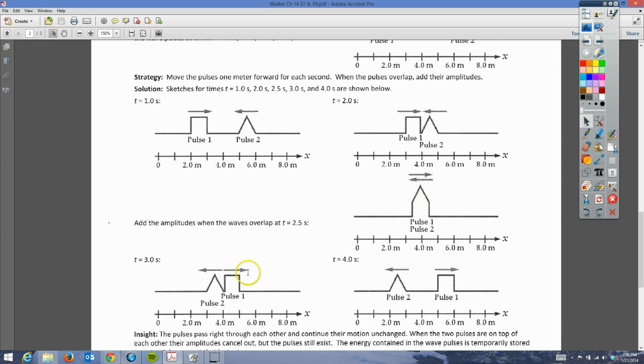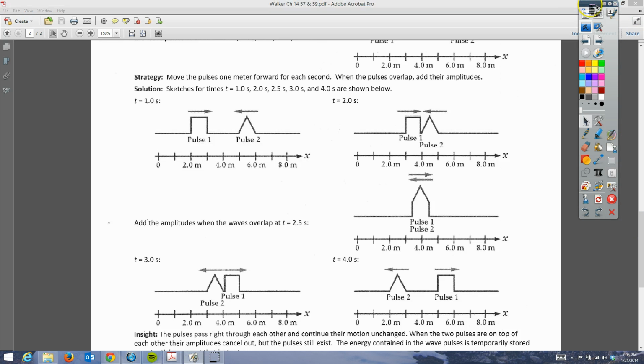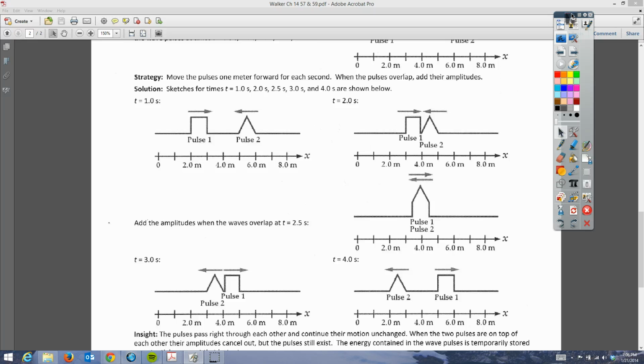And then when they separate, same thing. You'll notice that this one and this one are opposites. And finally, at that last time of 4 seconds, you'll see that they're now just moving in their independent ways. So that would be number 57 and number 59.